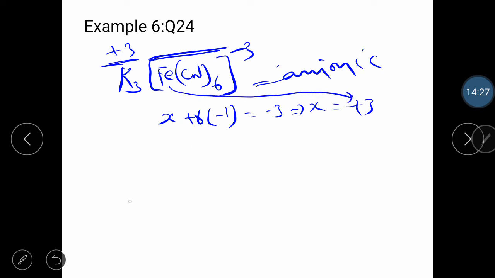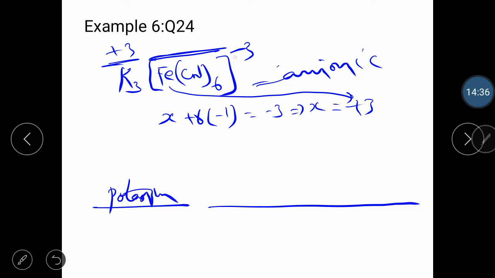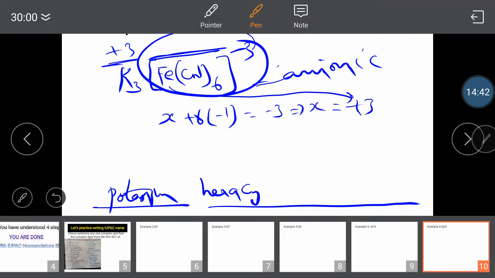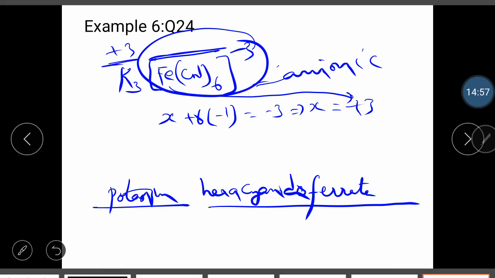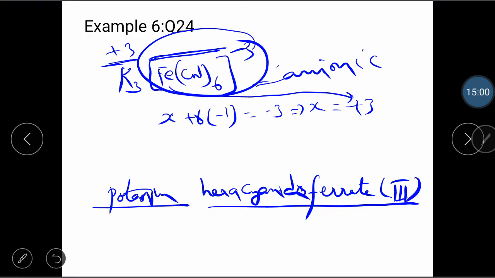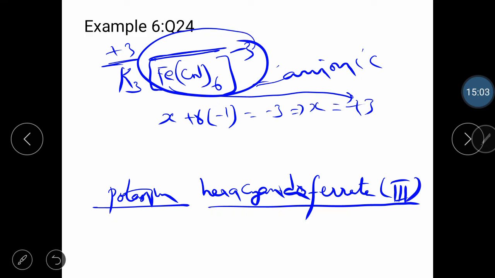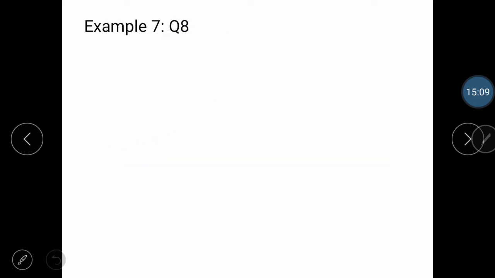So what is the name of this one now? Simple. The cation is simple, so I should write potassium. Now, the ligand name is cyanido. How many are there? Hexa, cyanido. Should I write iron or ferrate? If it is cationic, it should be written as iron. But this is anionic, I should write ferrate. The state is what? So potassium hexacyanidoferrate 3 is the IUPAC name of this complex. Done. Go for the next example quickly.